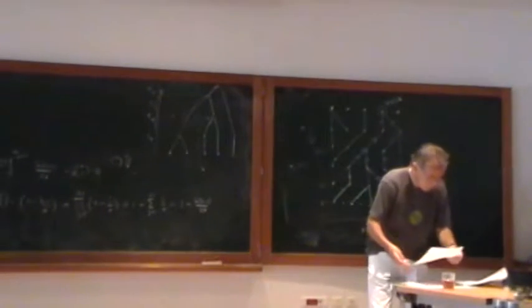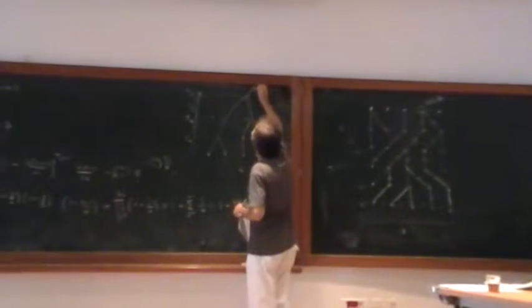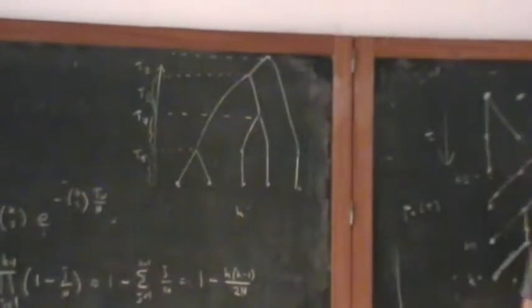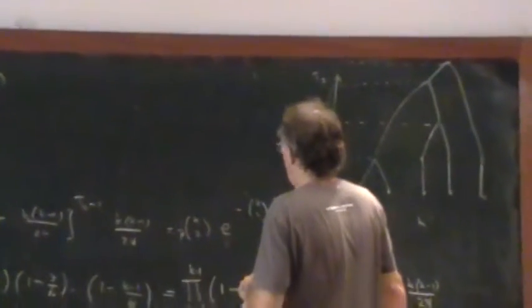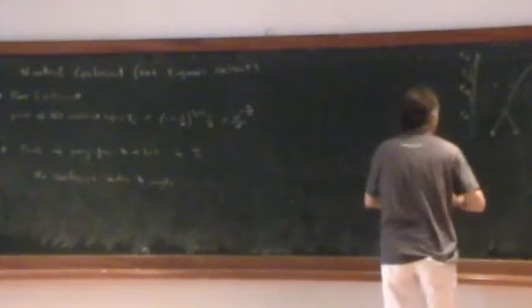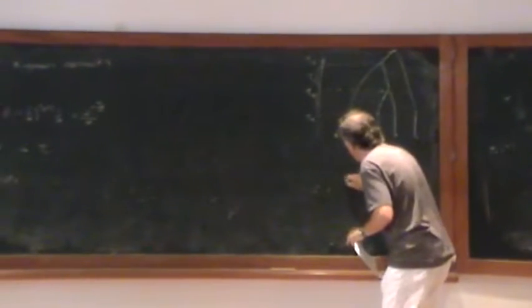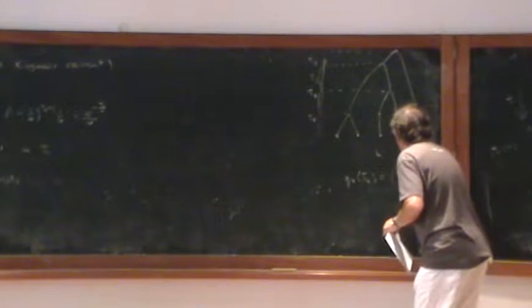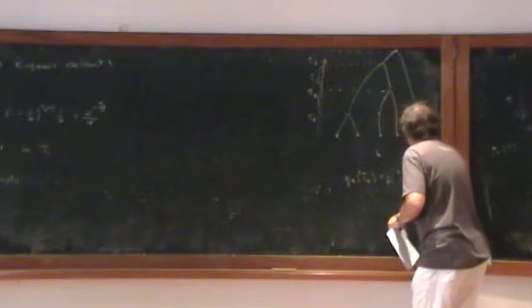So what have we learned? We can now calculate the total height of the tree. The total height of the tree is going to be the time to the most recent common ancestor. So I'm going to erase everything except for this expression, Q sub k, how about Q sub k, k choose 2 over n, and e to the minus tk.